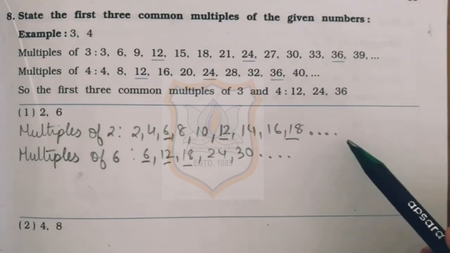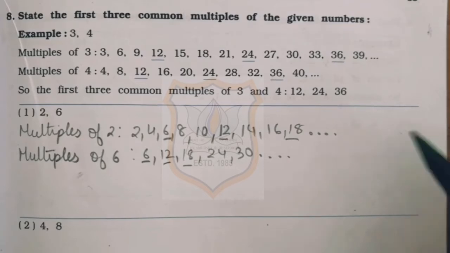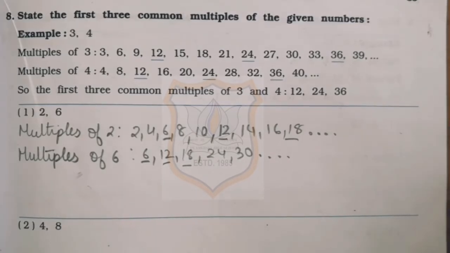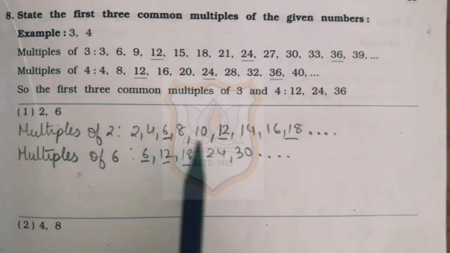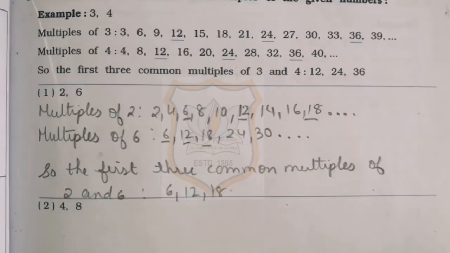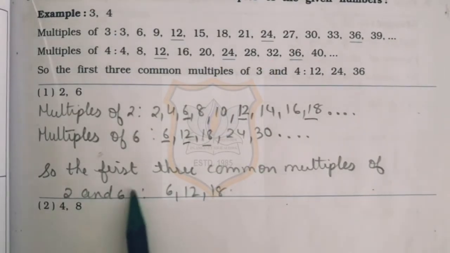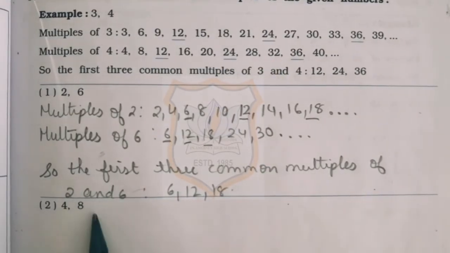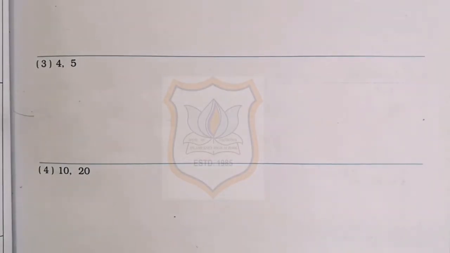Students, we have to go on writing the multiples till we get the first 3 common multiples of the given numbers. Now we got the first 3 common multiples. The first 3 common multiples are 6, 12 and 18. So the first 3 common multiples of 2 and 6 are 6, 12 and 18. Students, try to solve sum number 2 of question number 8 by yourself.